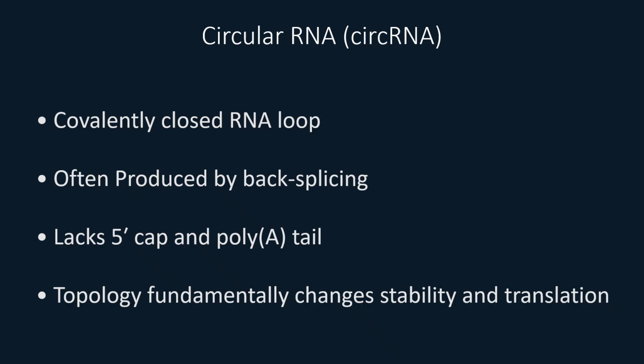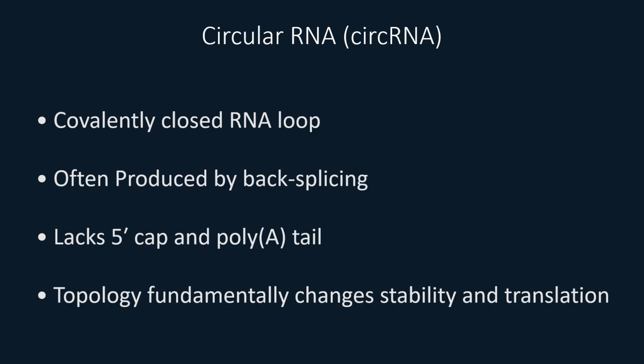So as we just discussed, a circular RNA is structurally different from linear mRNA. Instead of a strand with a defined beginning and end, it is a loop. There are no free 5 prime or 3 prime ends. In cells, most circular RNAs arise through back splicing. A downstream splice donor joins to an upstream acceptor, producing a continuous circle.